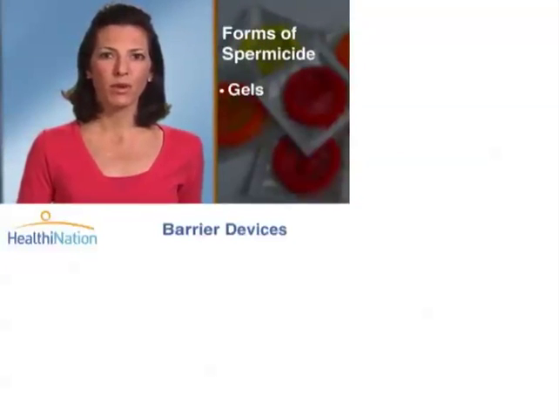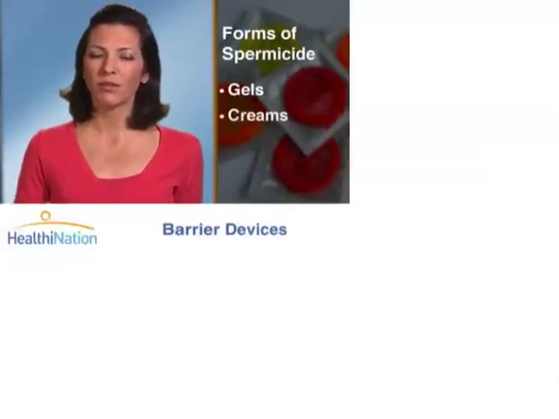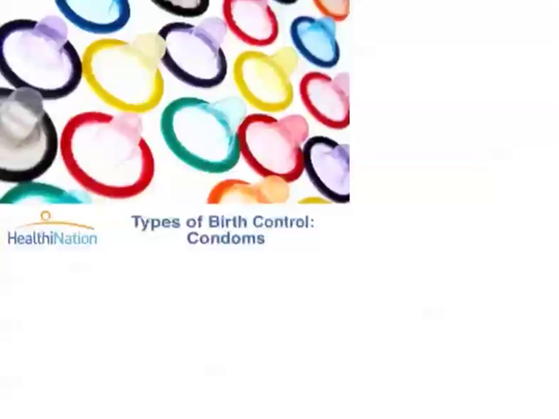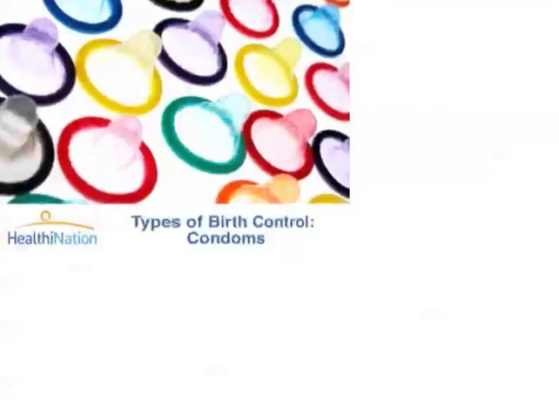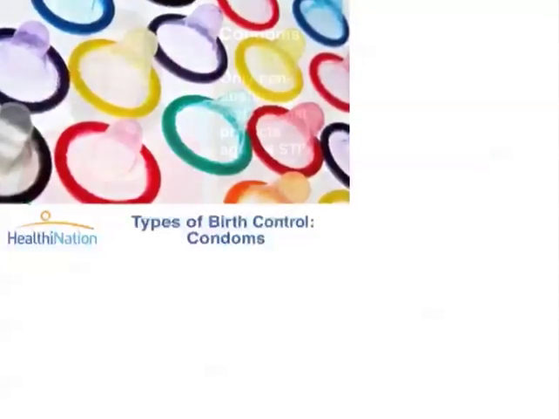To get full protection from any of these barrier devices, you'll need to use them with a spermicide. Spermicides inhibit the movement of sperm, and they come as gels, creams, or foams. The most well-known barrier is the condom, which you can get without a prescription.